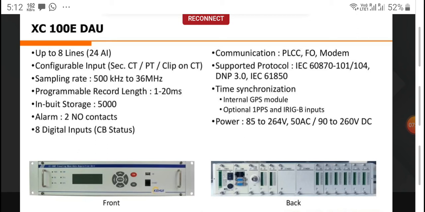Apart from that, you have 2 Ethernet ports and one RS-232 port for local communication. Suppose you have your laptop or PC with the supporting software, and you just want to make some configuration change, or you want to take some data backup, you can do it any given day.